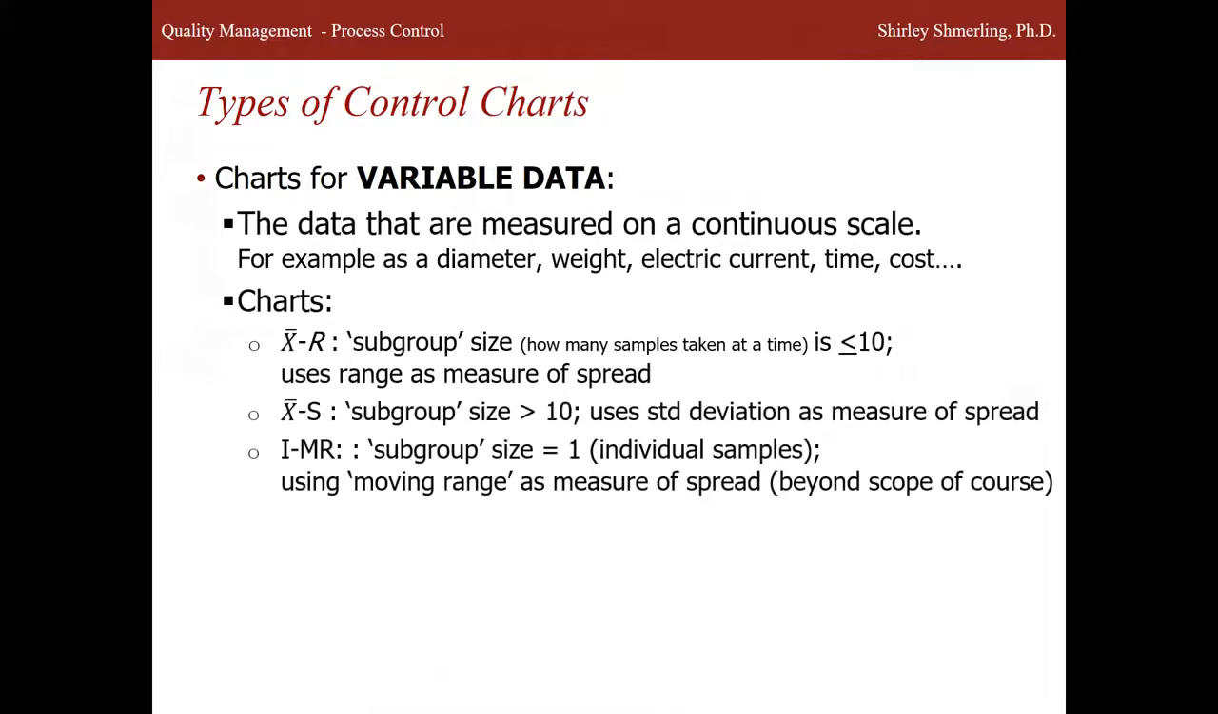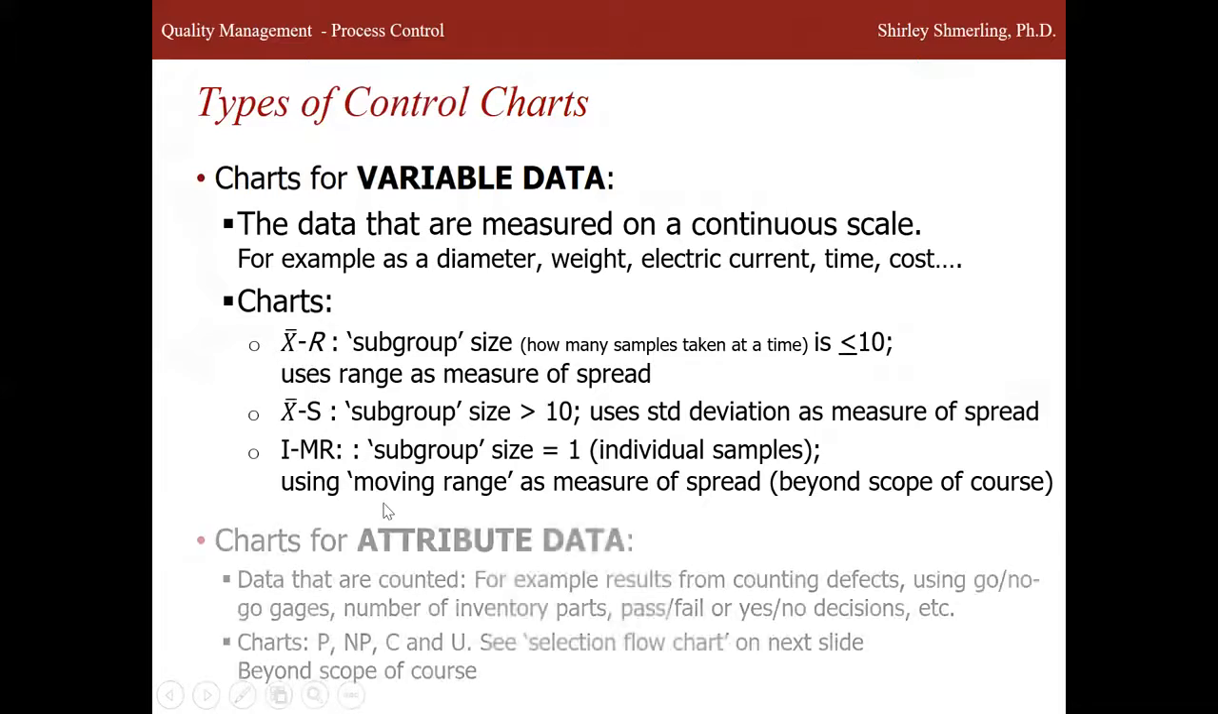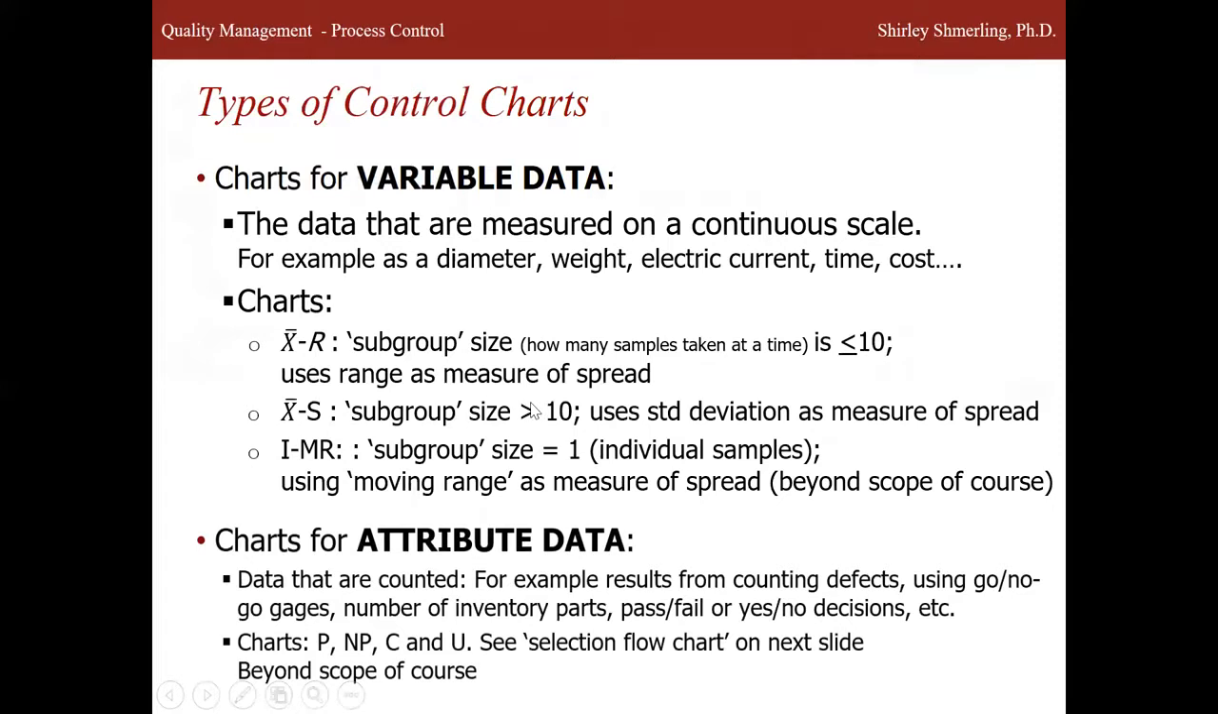Quickly, just to remind you that there are different types of data. For variable data that is on a continuous scale, like we did before, weight, electrical current, time, cost, and so forth, there are a few charts that can be used. We will be focusing on the X-bar R chart in one of the optional tasks, and then I think the appendix in the reading from Harvard.